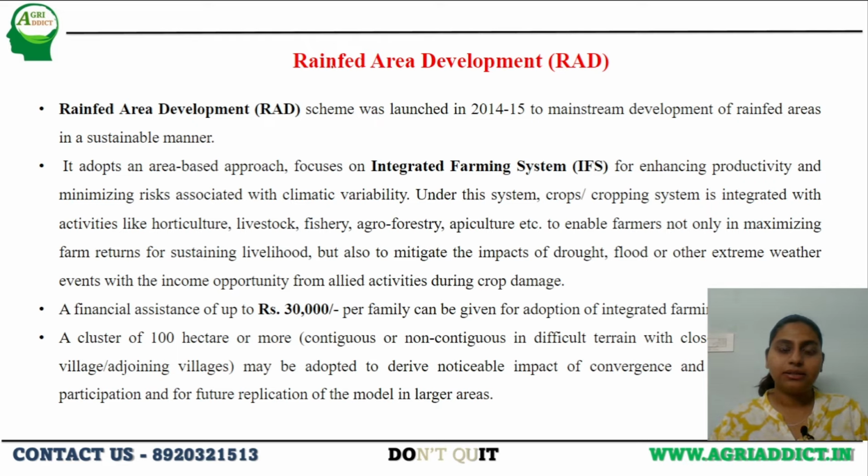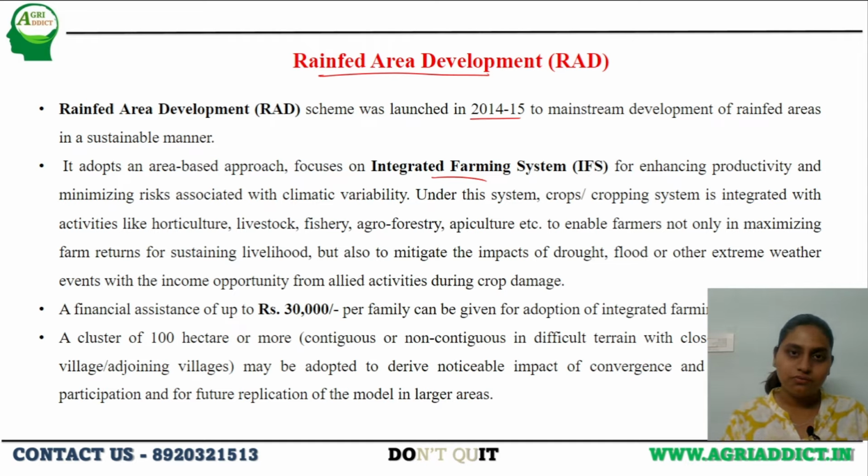Next, the scheme is Rainfed Area Development, and this scheme was launched in 2014-15 in order to promote an integrated farming system in the rainfed areas. In the rainfed areas where the losses are more, since the only source of water is rain, there may be chances where farmers will suffer losses. In order to overcome this loss, they came up with the integrated farming system, that is, waste of one component will be used as a substrate or input for another component of agriculture.